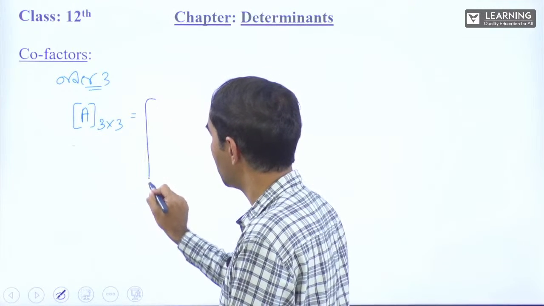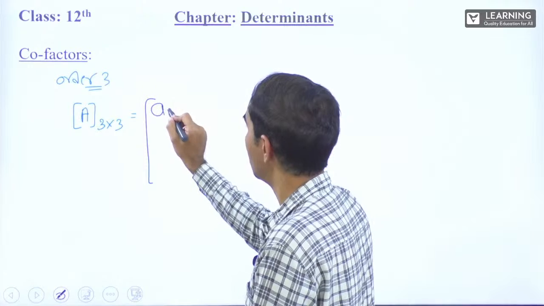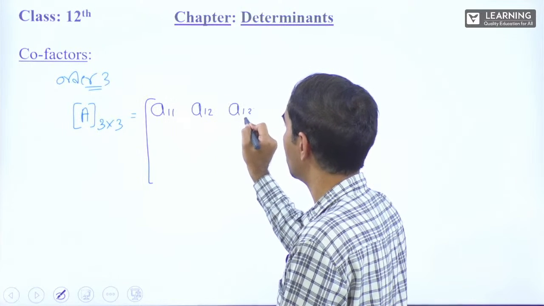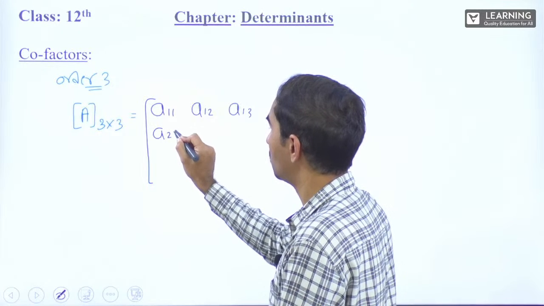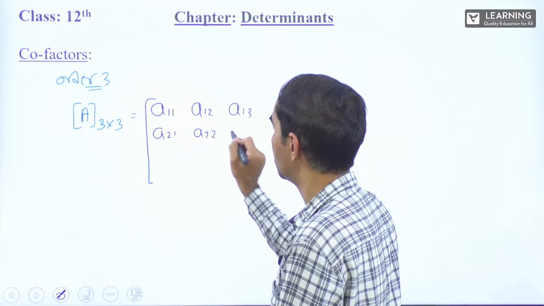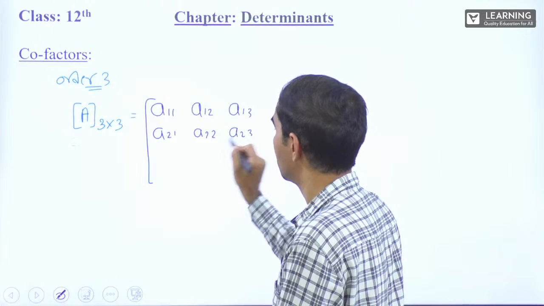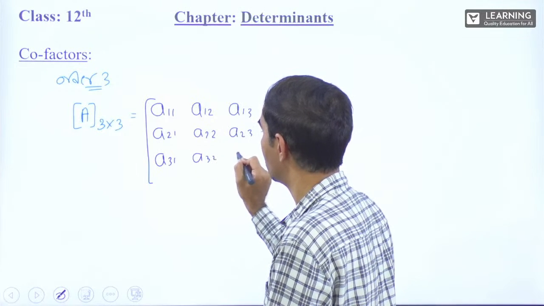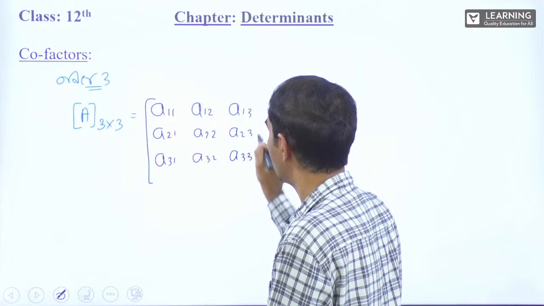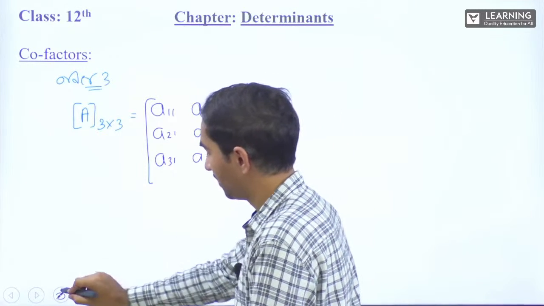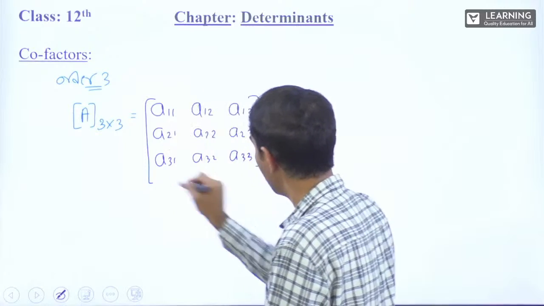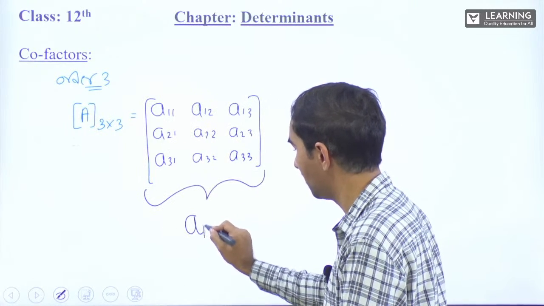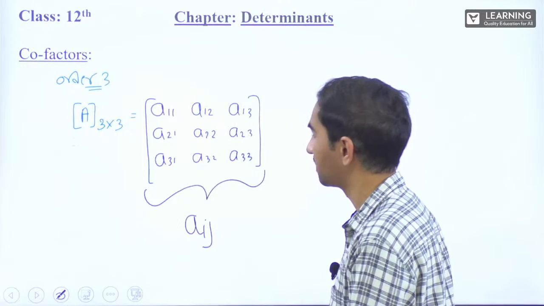So what would be the elements of this matrix? A11, A12, A13, A21, A22, A23, A31, A32, A33. Okay. So what is the standard way of representing the elements of the matrix? The standard way of representing the elements of the matrix is A, I, J.